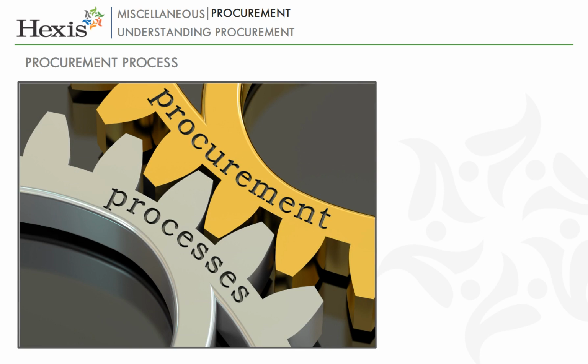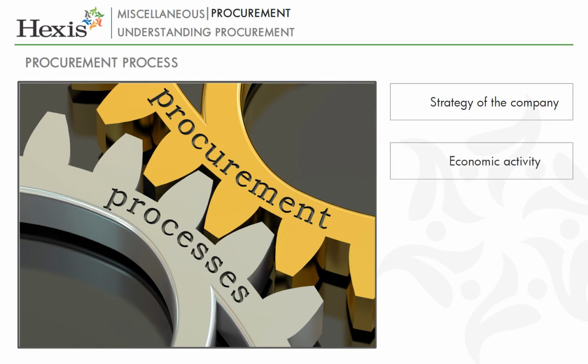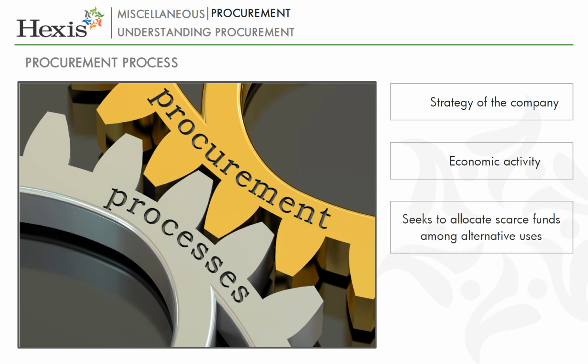The process of procurement is often a company's strategy because the ability to purchase certain materials will determine if operations will continue. Procurement is an economic activity that seeks to allocate scarce funds among alternative uses. Organizational funds are scarce in the sense that every rupee spent on a good or service is a rupee that could have been spent on something else or not spent at all and invested in a bank account.